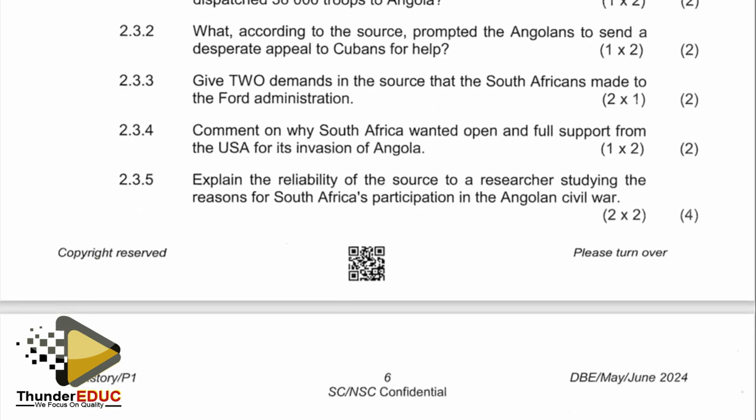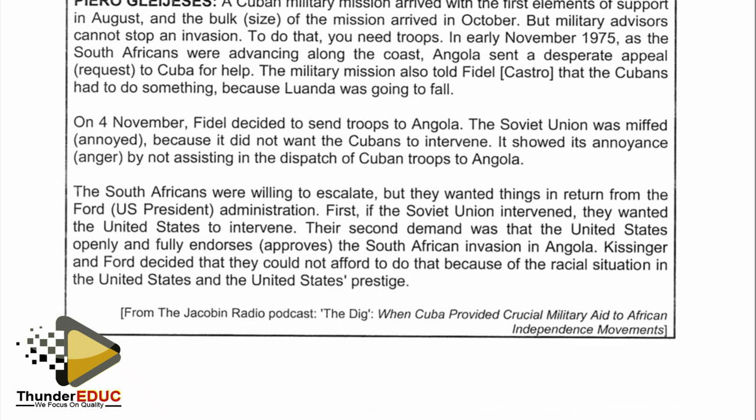1.2.3.3. Give two demands in the source that South Africans made for the administration. Right, what did South Africa claim to afford given the Angolan situation? If we check here, we find our responses. Right, it says if the Soviet Union intervened, they wanted the United States to intervene. That was one demand. They are saying if Russia is getting involved in this politics, let America also get involved.